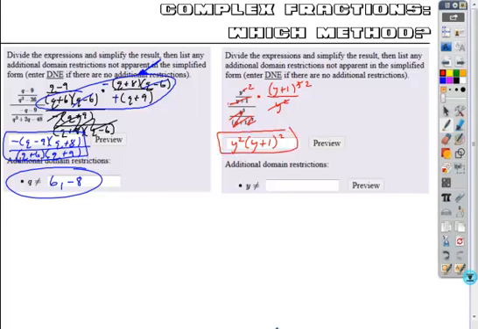And when I look, I did cancel several factors from my denominator. Y can't be negative 1 from this canceled factor. Y can't be 0 from this canceled factor. And when you're looking at the uncanceled factors up here, you see that y can't be negative 1, which is already included. So those would be my two additional domain restrictions.